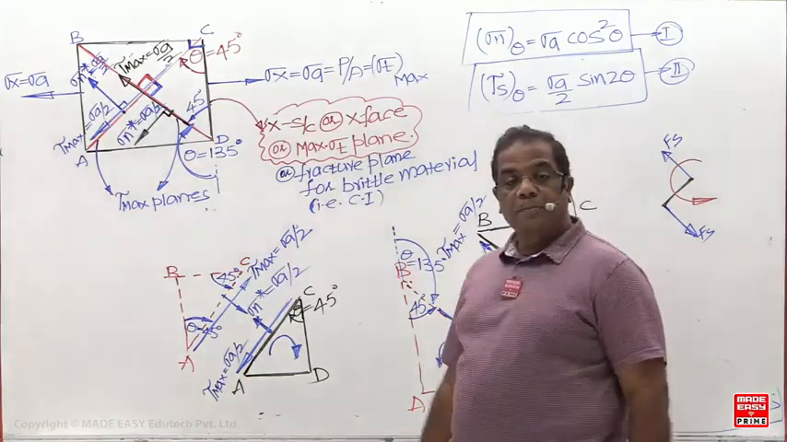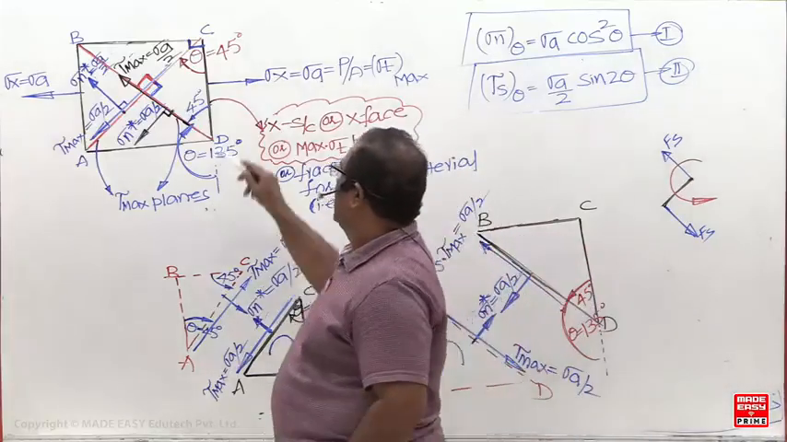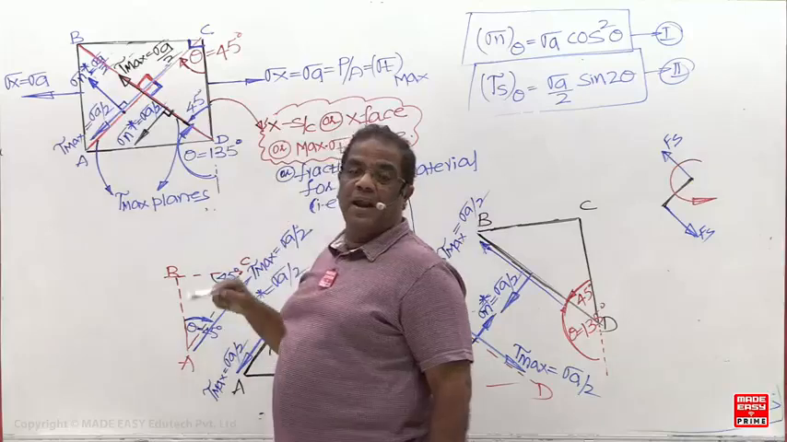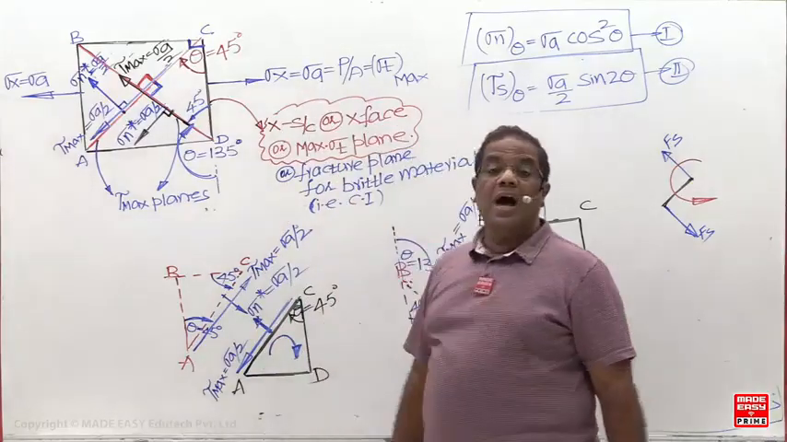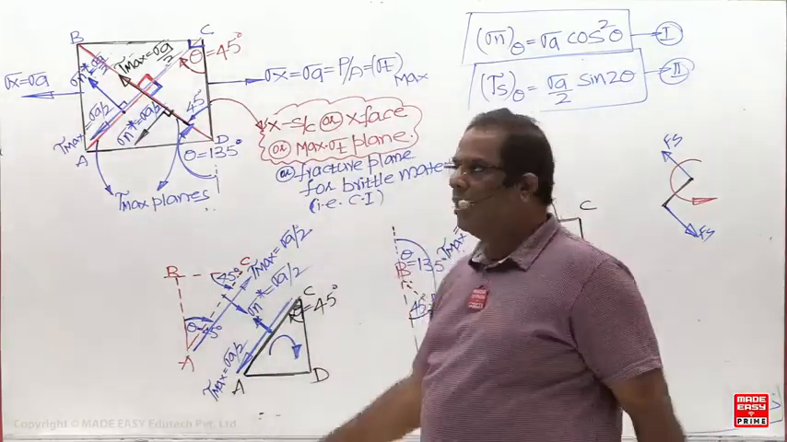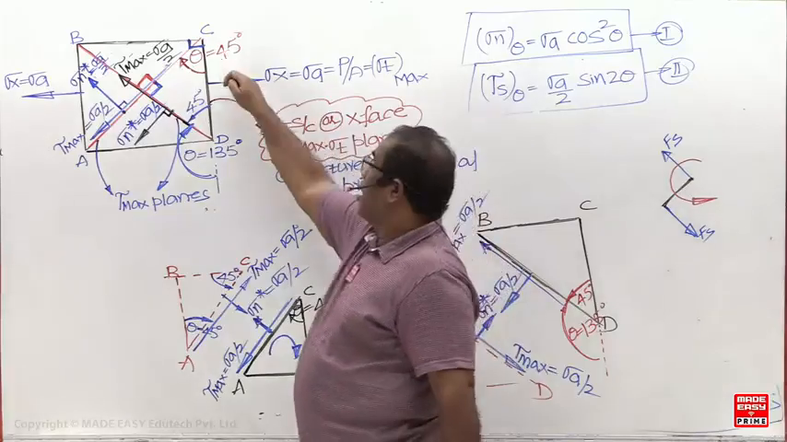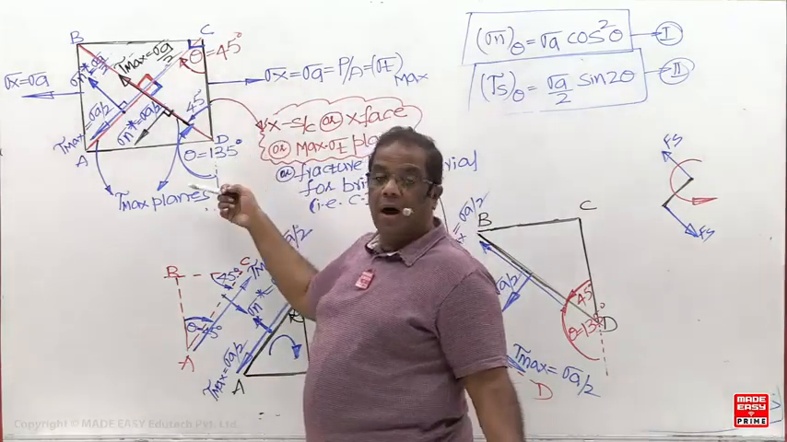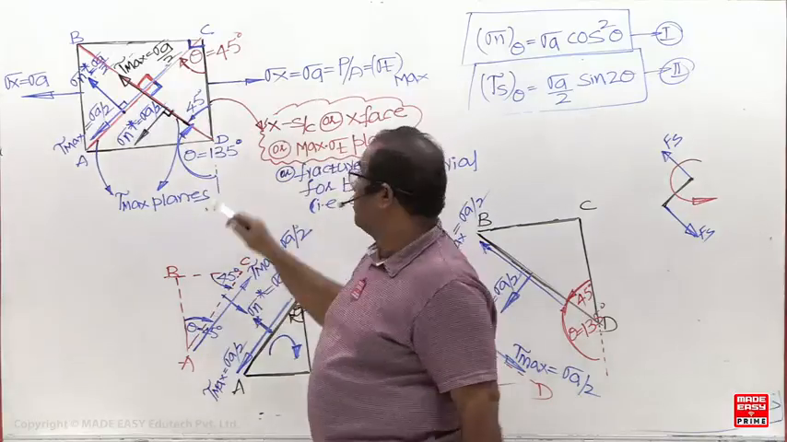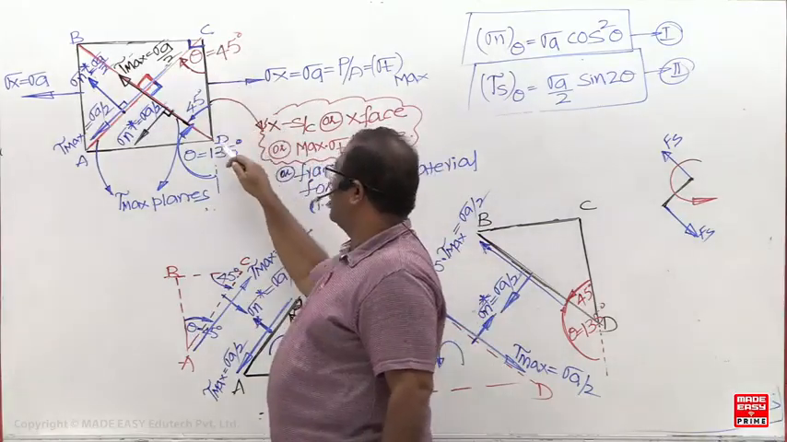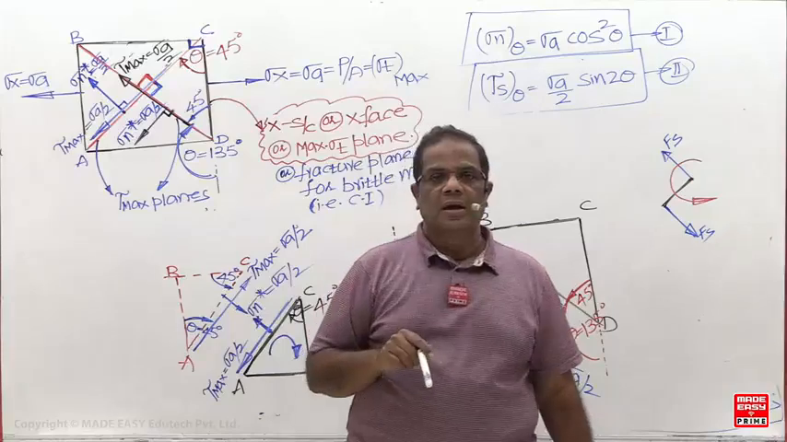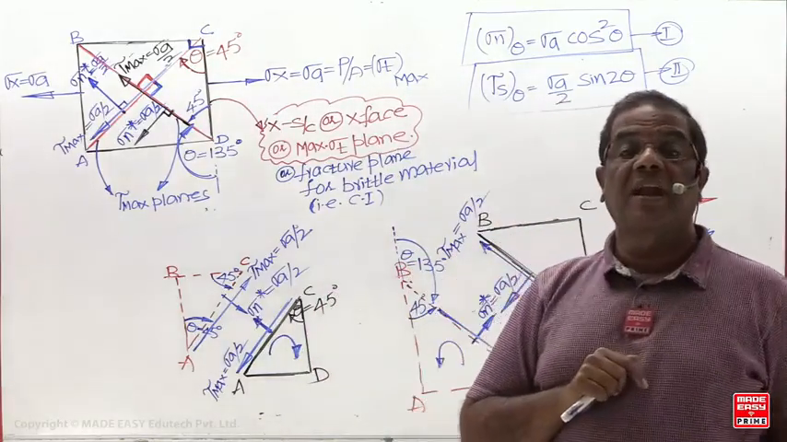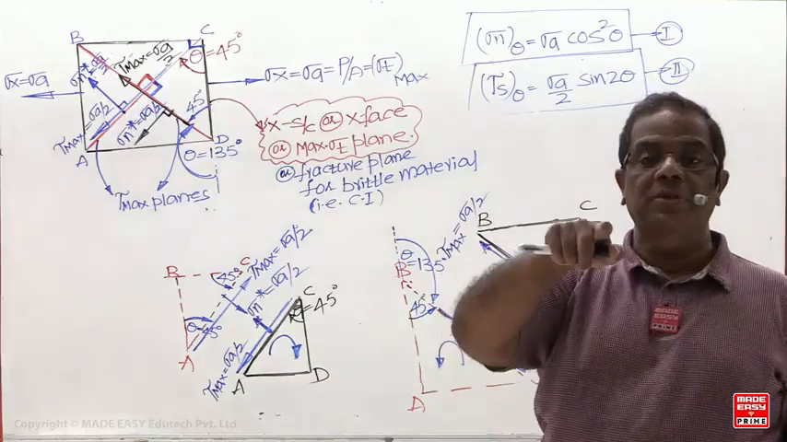Now, one important conclusion you can make. On this plane, which stress is maximum? On the 0 degrees plane, the X face or cross section, normal stress is maximum. But what is the shear stress? 0. Whenever normal stress becomes maximum or minimum, shear stress is 0.